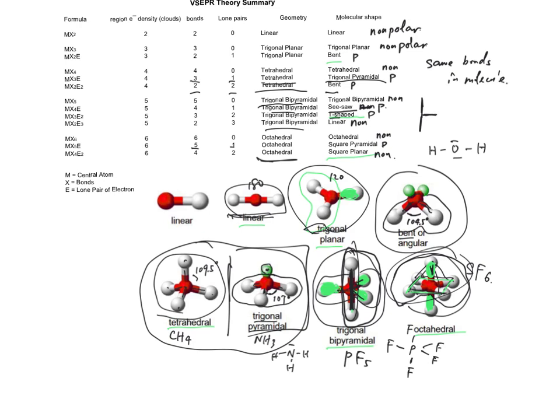And if the bonds are different, then all bets are off. But if the bonds are all identical, then this is your guideline on what molecules are polar and what molecules are nonpolar. It simply depends on the symmetry of the molecule and how your bond dipoles cancel each other out. And this is the end of the lecture today, the end of the discussion of polarity.